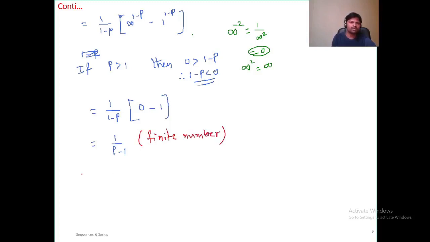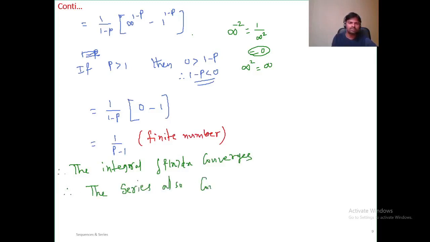Therefore, what can I say? Conclusion: the integral converges. So therefore, the series also converges. What series? Particularly the p series. The p series also converges for p strictly more than 1. So the first proof is over.